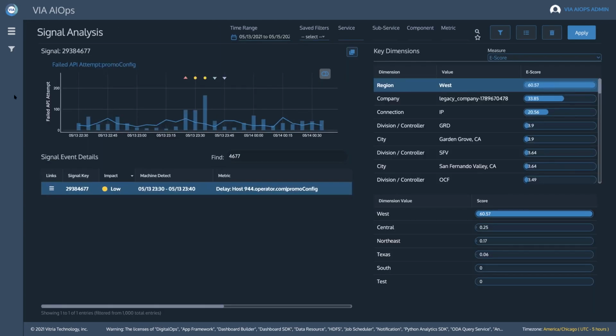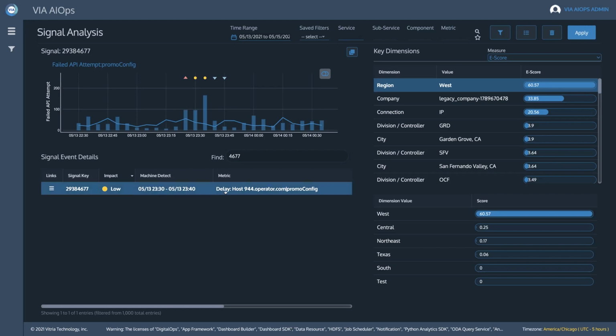Once everything has been baselined, our anomaly algorithms will detect individual anomalies, which we call signals. Our signals are just indicative of abnormal behavior, but don't necessarily constitute an incident.